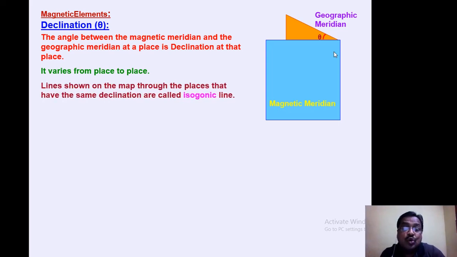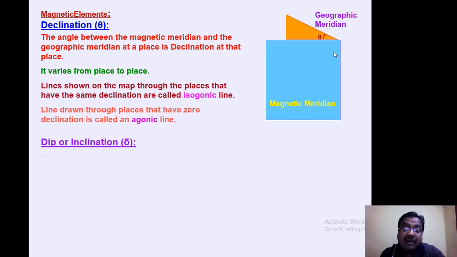and lines shown on a map particularly through the places that have the same declination are called isogonic lines. So, in a particular map, when we are drawing a map, different lines are drawn. One is called isogonic line, the other is agonic line. What is an isogonic line?